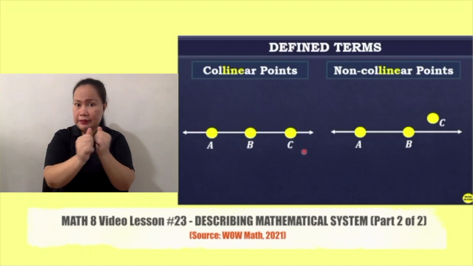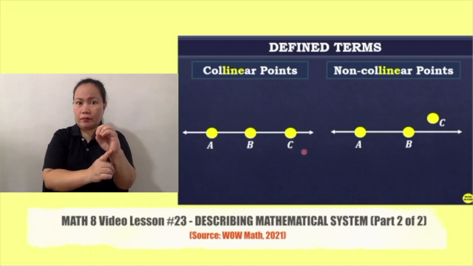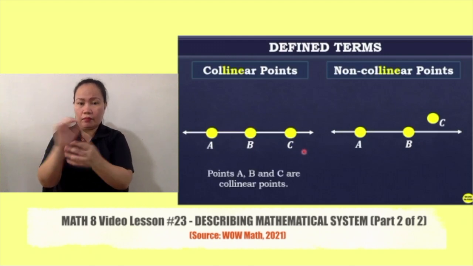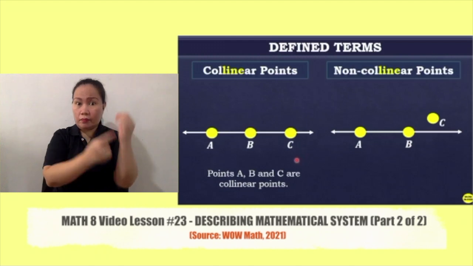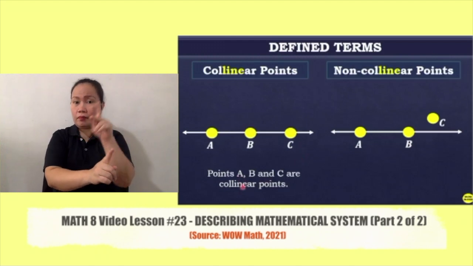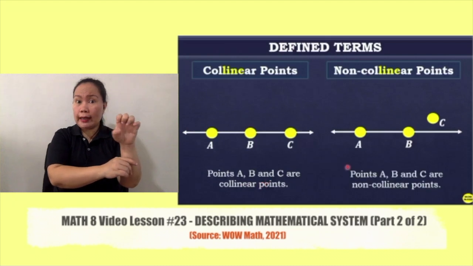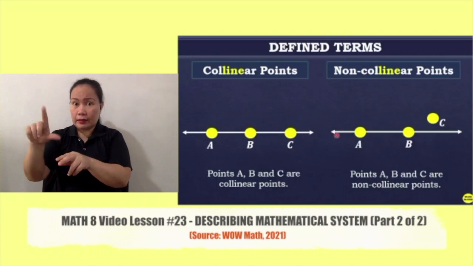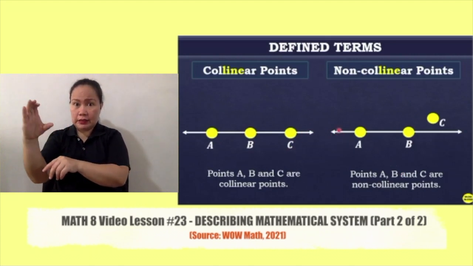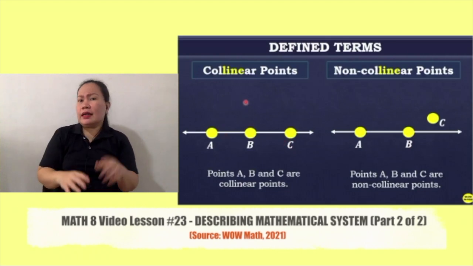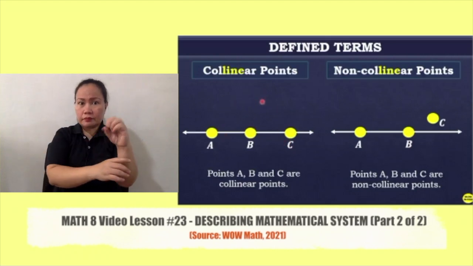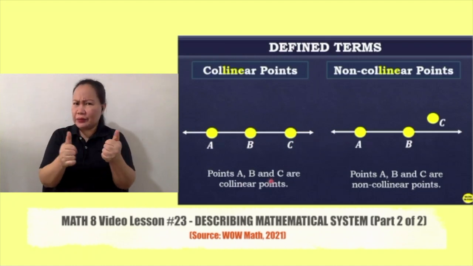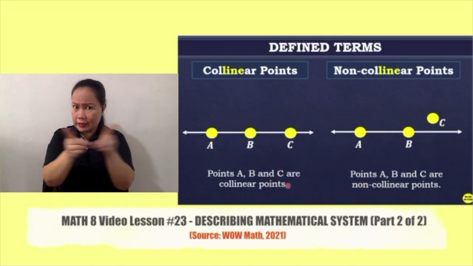Okay? So, I have here an illustration of collinear and non-collinear points. Now, I want you to look at these figures and compare. As you can see, in our first figure, points A, B, and C are collinear points. And then here, points A, B, and C are non-collinear points. Now, observe and compare from the given illustrations. How will you define collinear and non-collinear? Based on our figure and on our description below.